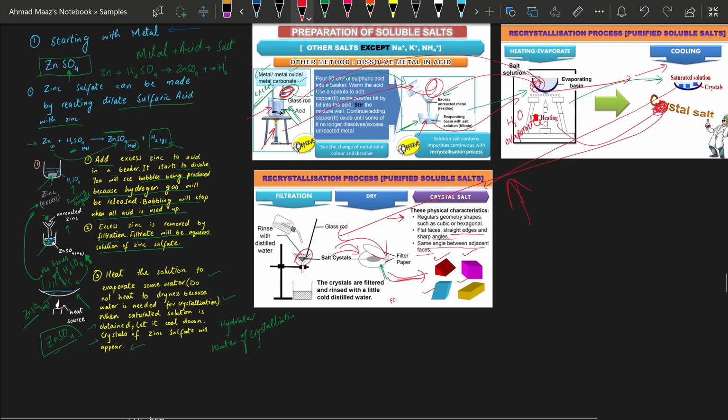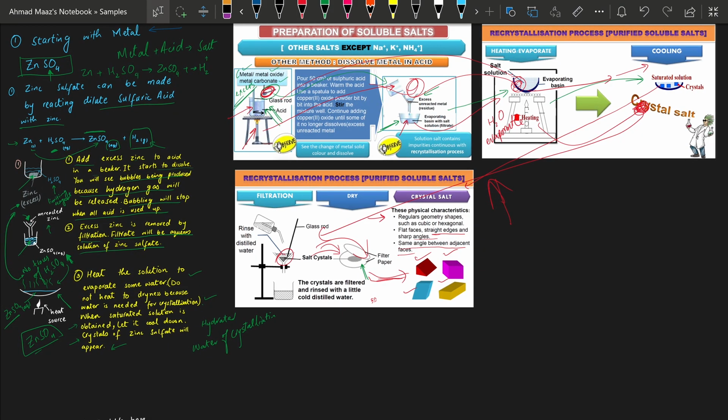All right, in the next lecture we'll see how alkalis, or metal hydroxides, are reacted with acids to form salt and water, and we call this method titration as well. So I'll see you in the next video.